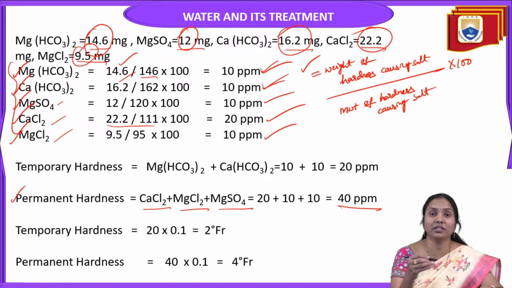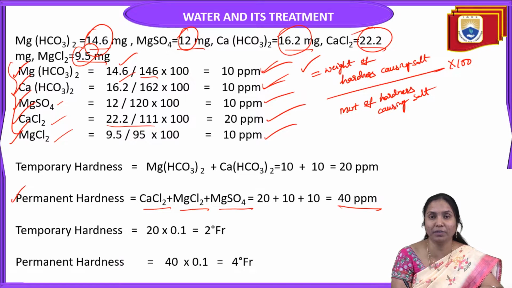So the first step is to convert all hardness causing salts into calcium carbonate equivalent. Second, identify the temporary hardness causing salts and permanent hardness causing salts. Then calculate the temporary hardness and permanent hardness of the given water. Next, we can convert it into French degrees. What is the basic relationship of all the units of water? Generally the units of water are ppm, milligram per liter, degree Clerk, and degree French.